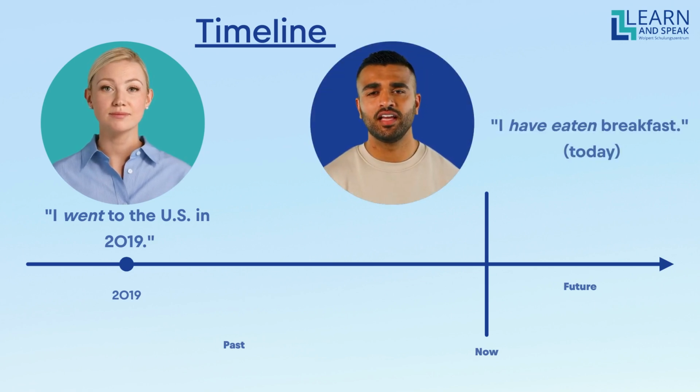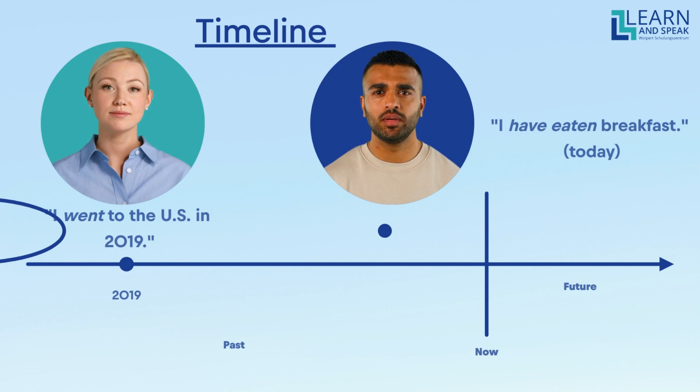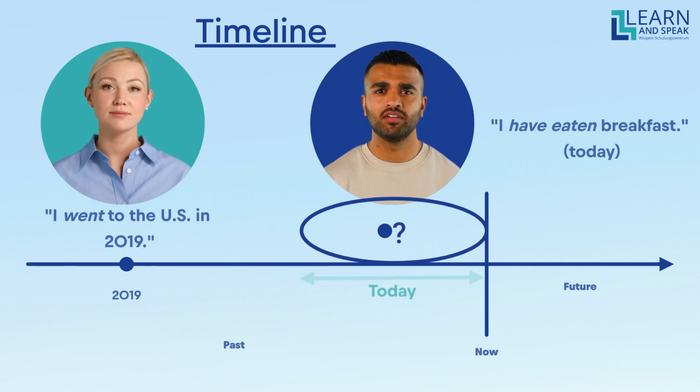However, if I say I have eaten breakfast, what I mean is today, even though I don't say it. And today is an unfinished time which touches the present, as you can see from the oval on the timeline. The dot represents that the specific time within today is unknown. I could have had breakfast at 6 a.m. or 10 a.m. We can't be sure.